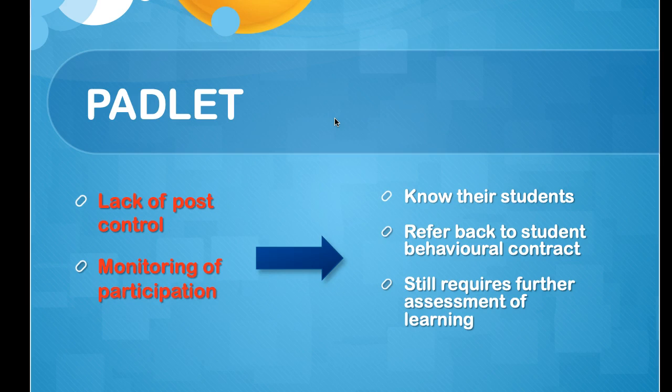They can do this by referring back to behavioural contracts that were signed at the beginning of the year and really just knowing and having a good relationship with their class. It's also hard for teachers to monitor participation. So while some students will find this a useful way to participate and engage, some students might use this as an excuse to get out of work. This would not be a good tool in assessing students' learning.